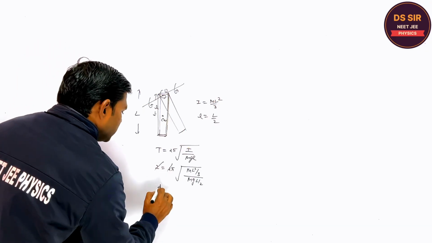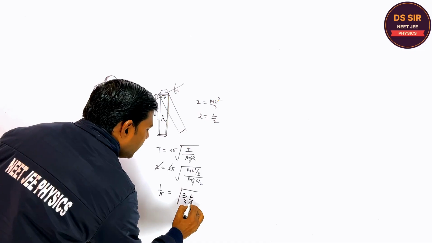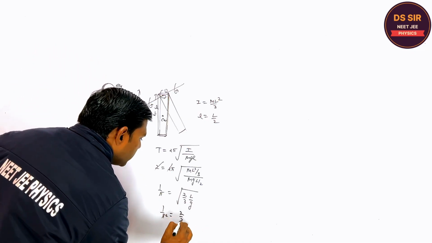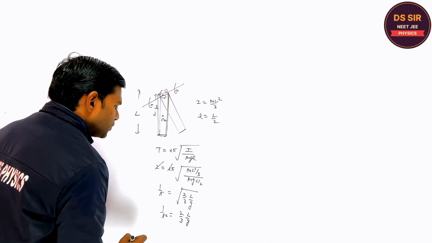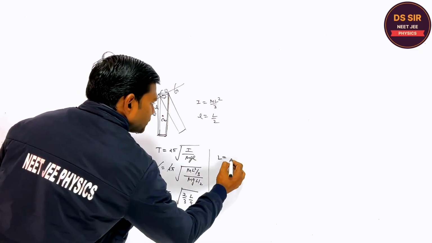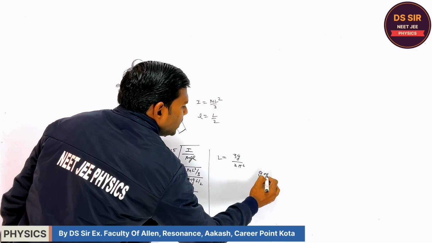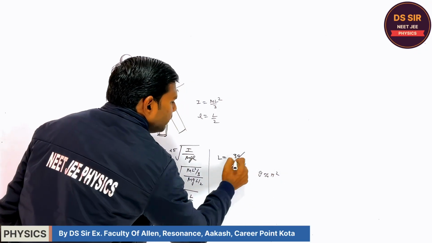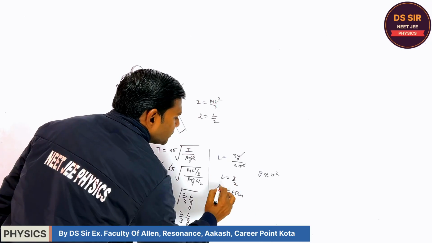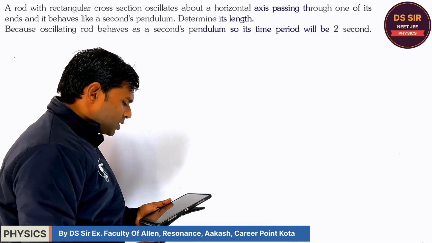Fine. 2 will cancel out. 1 upon pi is equal to the square root of 2 upon 3 L by g. Take the square, 2 by 3 L upon g. So the length is equal to 3g upon 2 pi square. g and pi square are approximately equal, so they will cancel. Length is 3 by 2, equal to 1.5 meter. I think you are getting the solution. Copy this. So read this question.